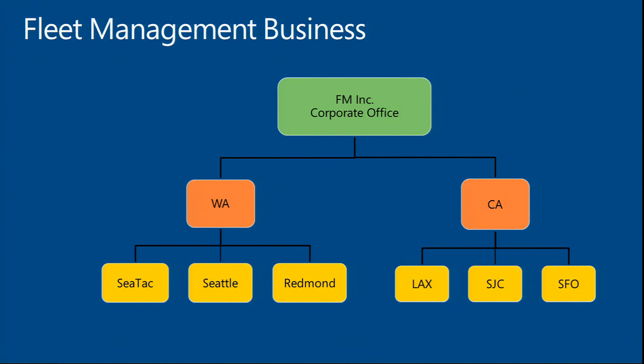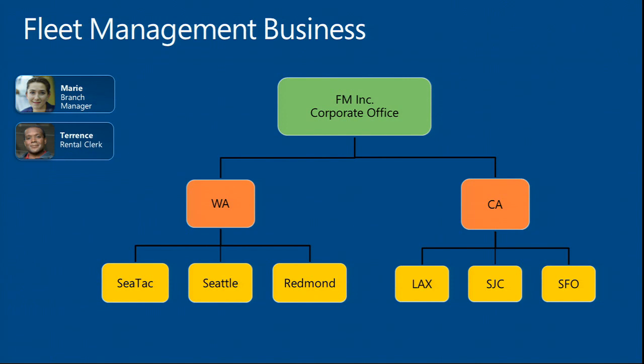Fleet management, or FM Inc., is in the business of providing rental services to customers, right? It has multiple branches in Washington and California, and multiple locations within those branches, like Redmond, Seattle, whatever. We also have three personas. The first one is Marie, the branch manager. She is responsible for day-to-day operations within the California branch. We also have Terrence, the rental clerk. He's responsible for providing rental services to customers, and is based out of Redmond. And finally, we have Chris, the system administrator, who is responsible for managing AX at FM Inc.